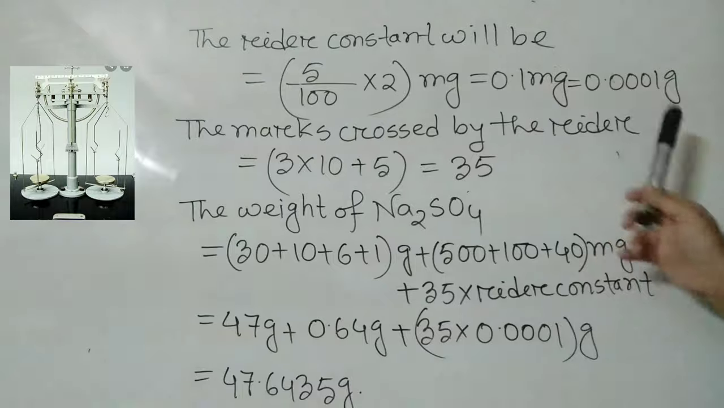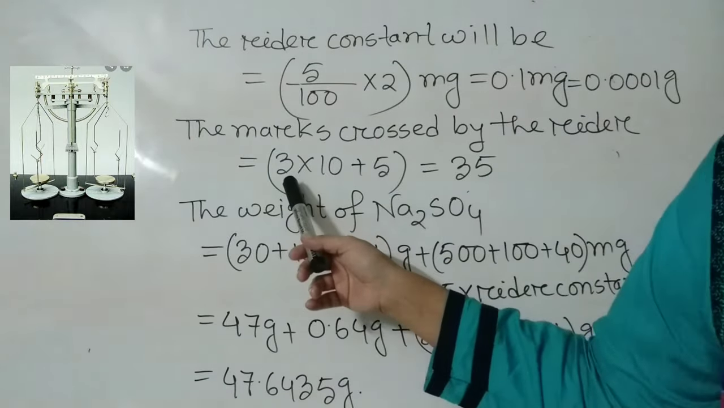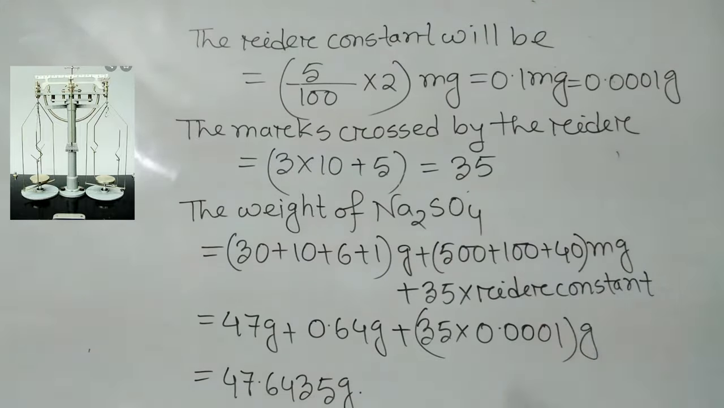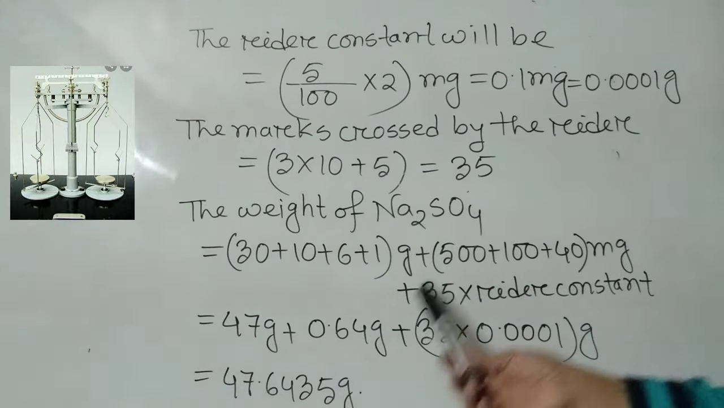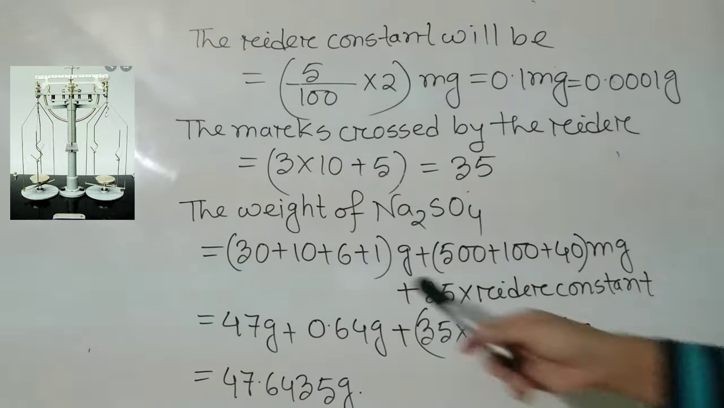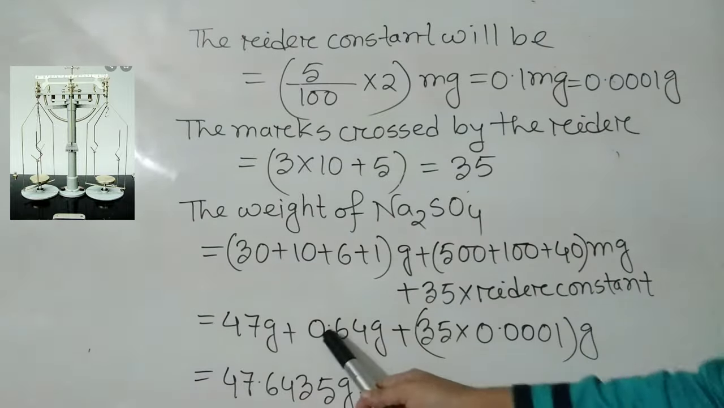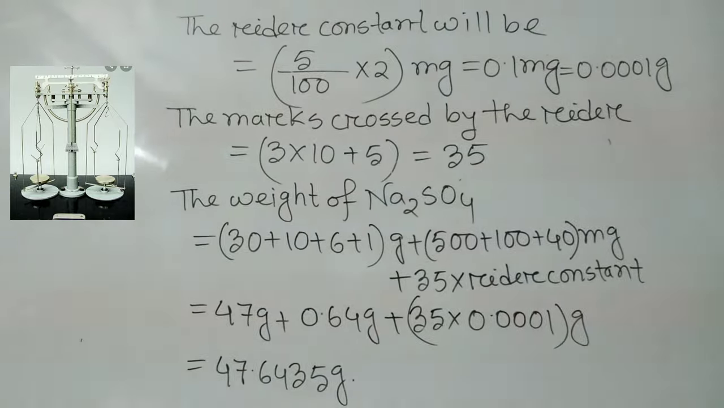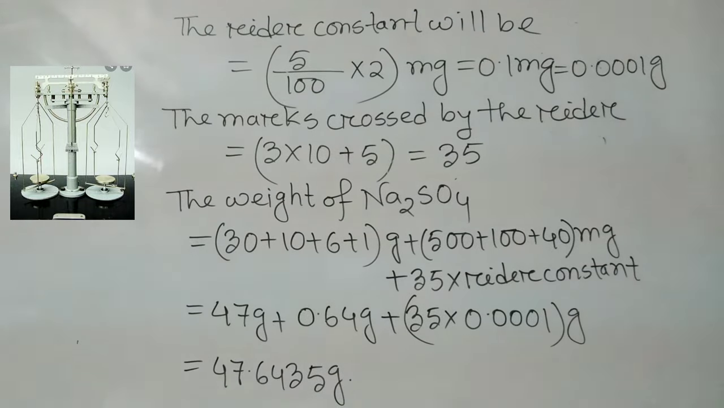The marks crossed by the Rider equal to, as it is 3 big marks, 3 into 10 plus 5 small marks, so 5, equal to 35. The weight of sodium sulfate: 3 10 gram, that means 30; 2 5 gram, that means 10; then 6, then 1, that means 47 gram; and 500 plus 100 plus 40 milligram, that means 0.64 gram; plus 35 into Rider constant, that means 35 into 0.0001 gram. So the total result is 47.6435 gram. That means in this way we calculate the weight of sodium sulfate.